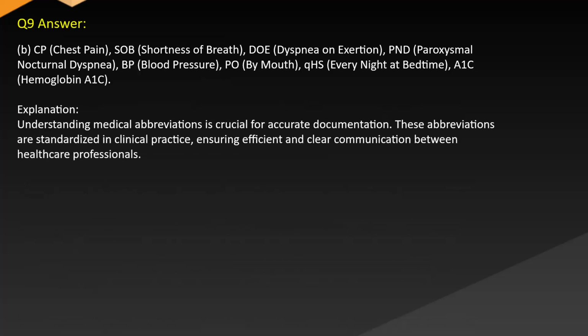Answer: B. CP, chest pain; SOB, shortness of breath; DOE, dyspnea on exertion; PND, paroxysmal nocturnal dyspnea; BP, blood pressure; PO, by mouth; QHS, every night at bedtime; A1C, hemoglobin A1C. Explanation: Understanding medical abbreviations is crucial for accurate documentation. These abbreviations are standardized in clinical practice, ensuring efficient and clear communication between healthcare professionals.